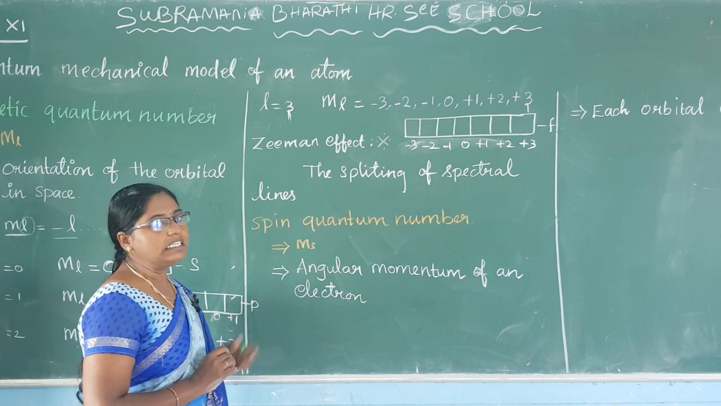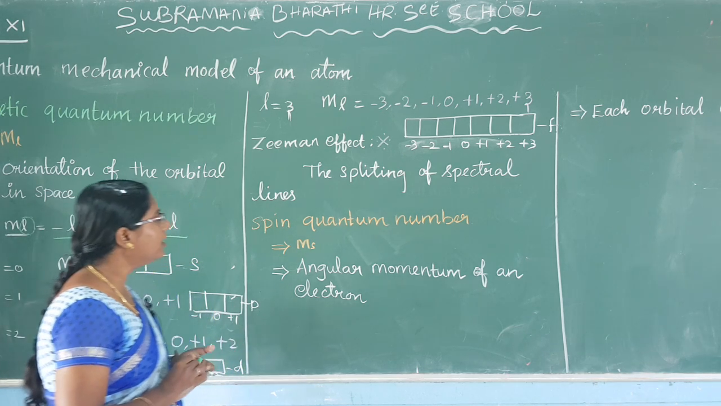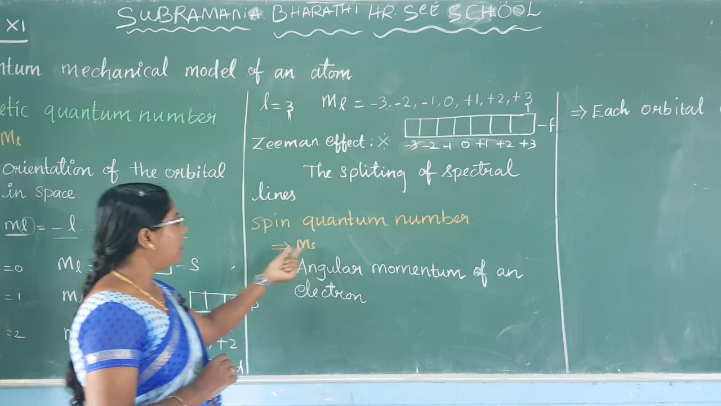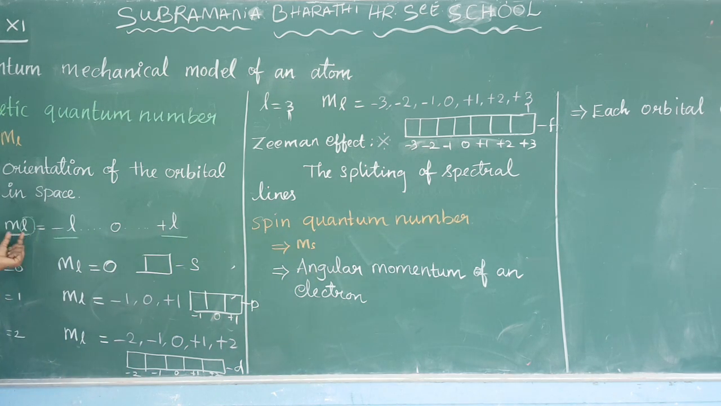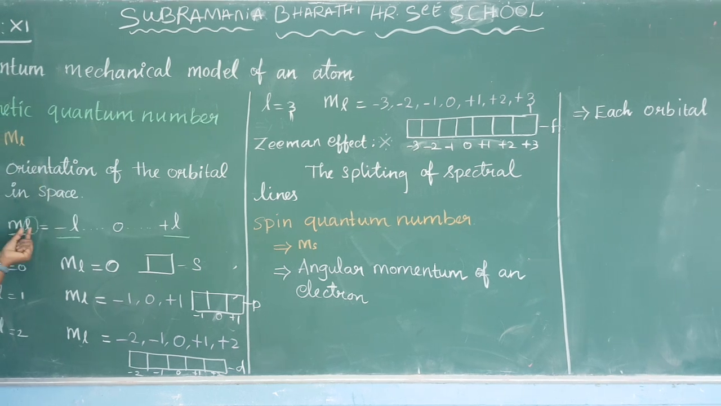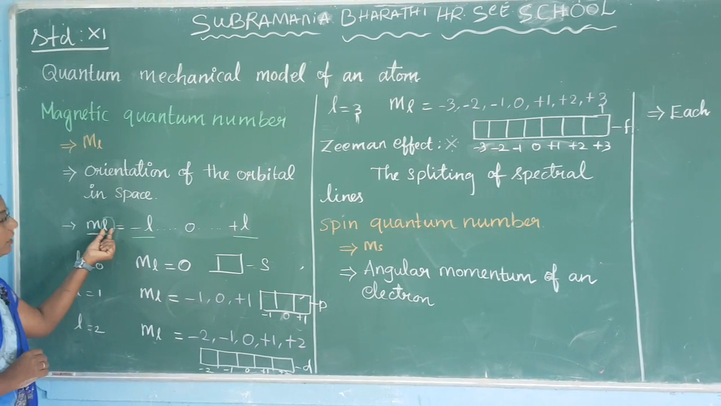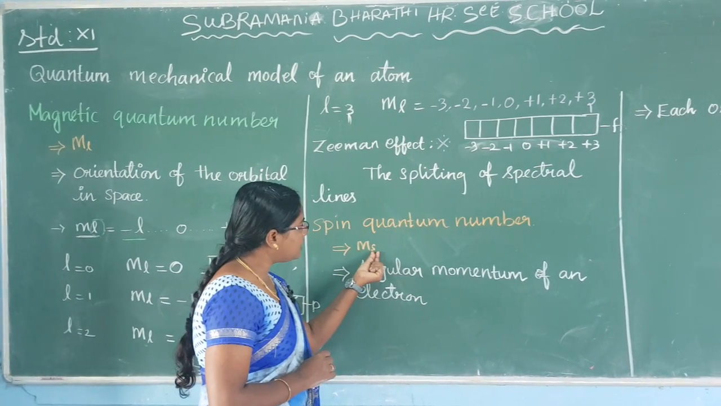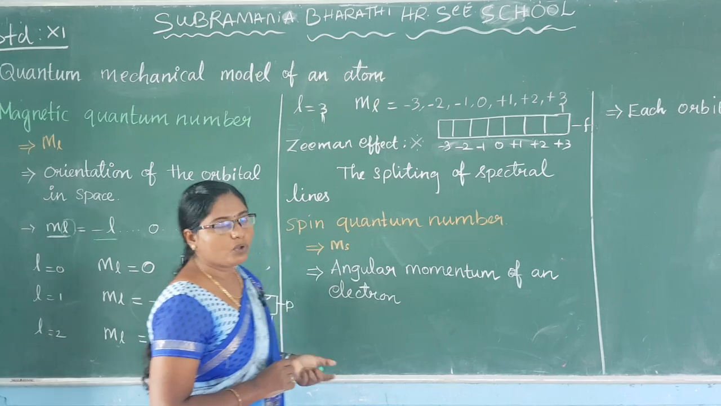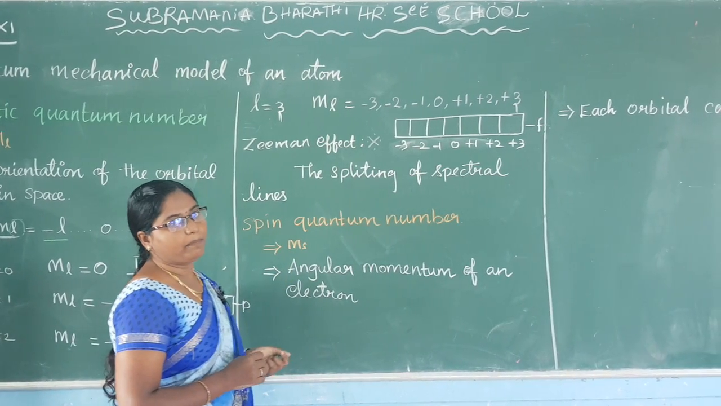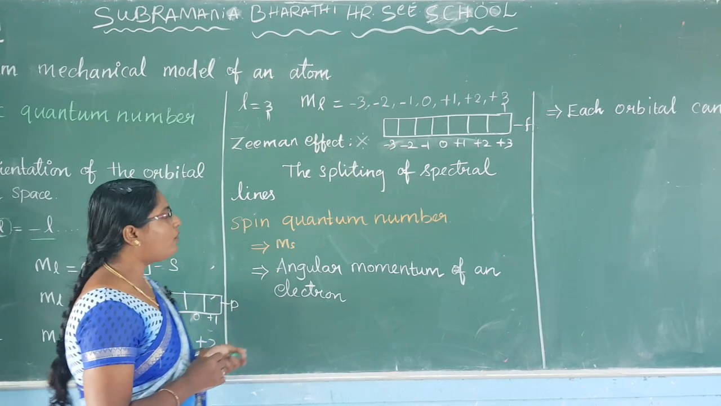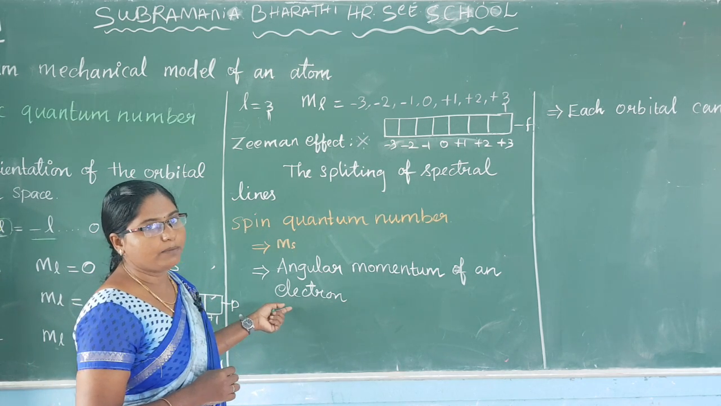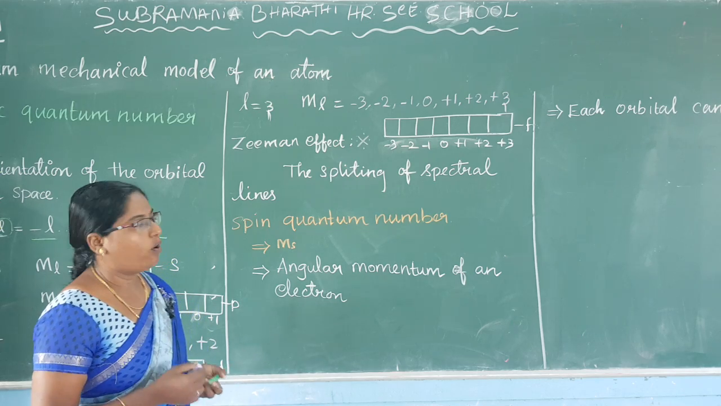Then we can go for the spin quantum number. Okay. So, the spin quantum number is shortly represented as ms. Here I have explained that the magnetic quantum number values depend upon the azimuthal quantum number value. In the same way I have written here ms. So, the spin quantum number values depend on the magnetic quantum number value. Okay. So, this spin quantum number describes the angular momentum of an electron.